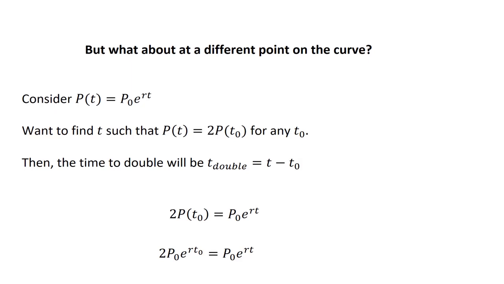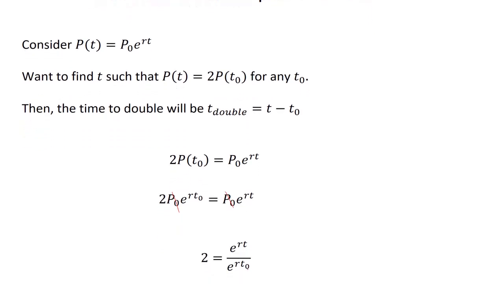And the question is, how long will it take to double? So we set up the equation using the continuous compounding or continuous growth model, and we get 2 P naught e to the r t naught equals P naught e to the r t. And we want to solve that. So very simply, the P naughts will cancel on both sides, and we can move the e over to the other side, and we get 2 equals e to the r t over e to the r t naught.